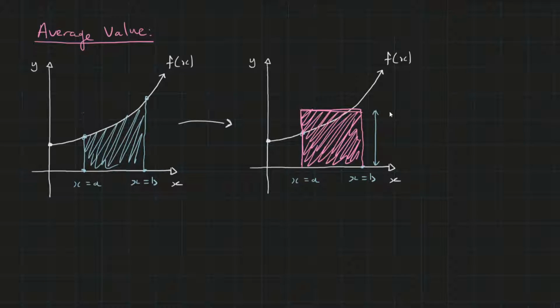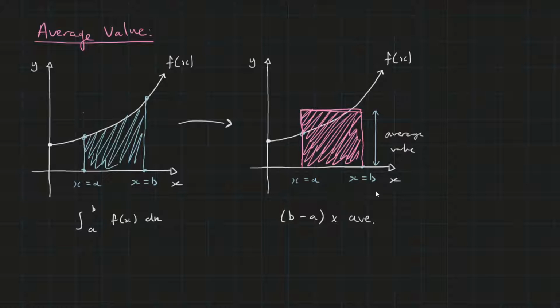The height of a rectangle is obviously constant. Now the height of this specific rectangle is going to represent the average value. This small diagram helps us get the equation of the average value. So the area of the left-hand side, we should know, is equal to the integral from a to b of f of x dx. Now the area of the right-hand side is going to be the same thing, but another expression of it, because it is a rectangle, will be equal to b minus a, essentially the base of the rectangle, multiplied by the height. I'll just call that AVE for average.